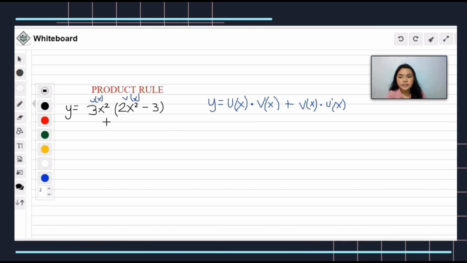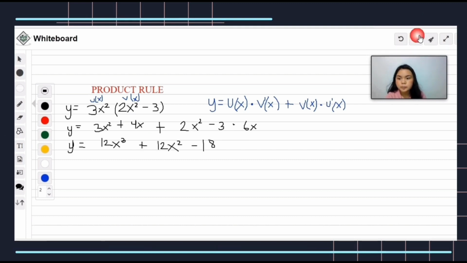3x squared is identified as u of x, and then 2x squared minus 3 is identified as v of x. And then what we're gonna do is we will substitute it. U of x is 3x squared plus the derivative of v of x, which is 2 times 2 and will become 4x, and then 2x squared minus 3 multiplied by 6x, since 3 times 2 is equals to 6.